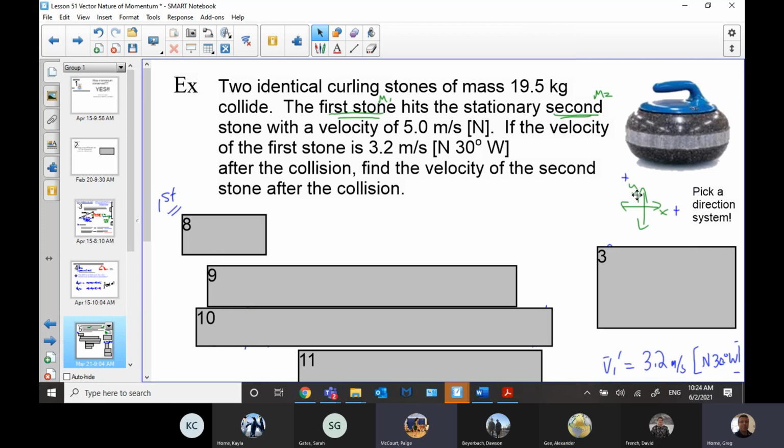After the first stone collides, is the 3.2 meters per second north 30 degrees west, is that from the stationary stone or from its original position? So it's just the velocity of M1 after the collision. The reference frame is always the same. It's always just relative to the ice that it's sliding on, or relative to the earth, basically, right?